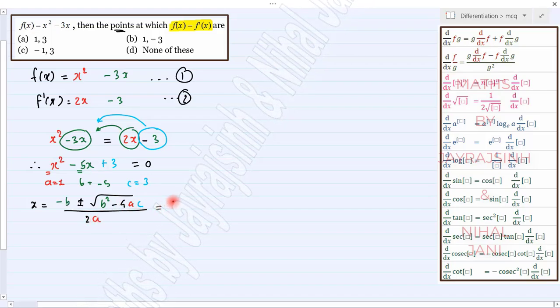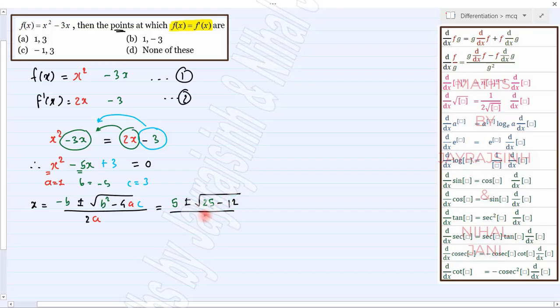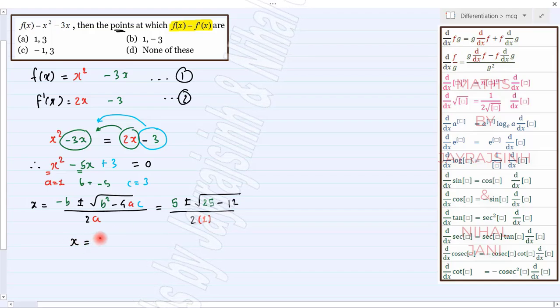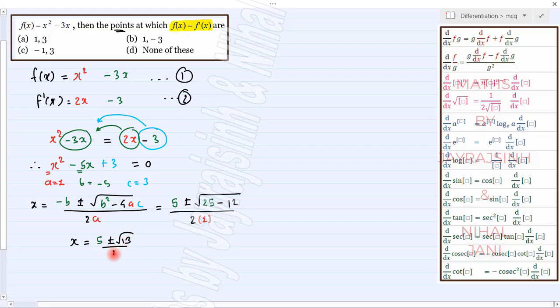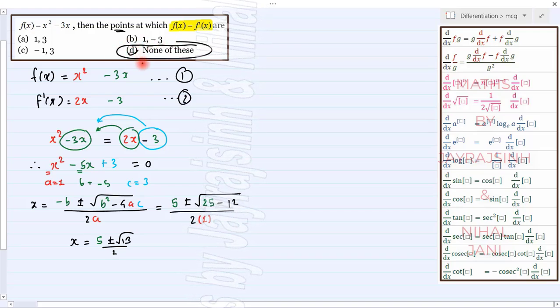So let's substitute the values. We will get 5 plus or minus under root of 25 minus 12 upon 2 times 1, which will give us x is equal to 5 plus or minus root 13 upon 2, which is not given in any option. So D is your correct answer. Ta-da!